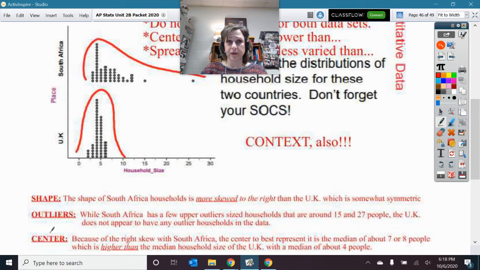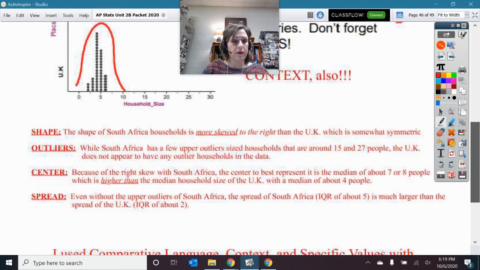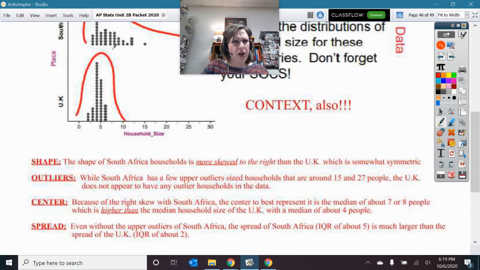All right. Center. Because of the right skew with South Africa, the center is best represented by the median. And so then I counted all the little dots and I found where the median was. And the median's about 7 or 8 people. So it was in here, which is higher than, comparative language, the median household of the UK households, which is at 4. Okay, because I counted and found out where those were. I also counted them, and I didn't mark them. I'm surprised I didn't mark them on the graphs here, but I did go through and count them.